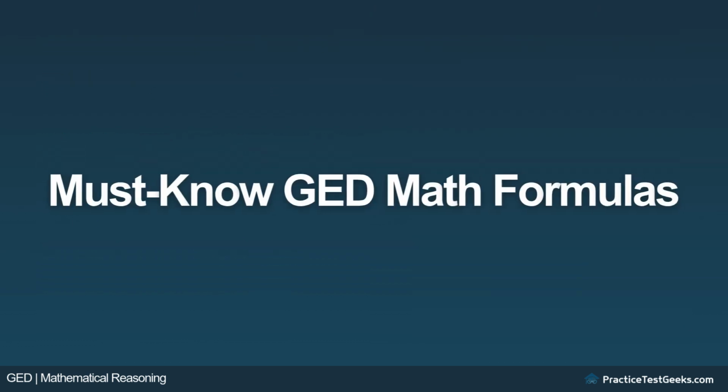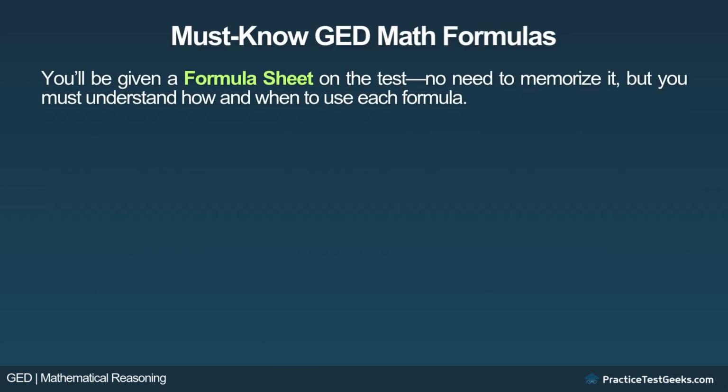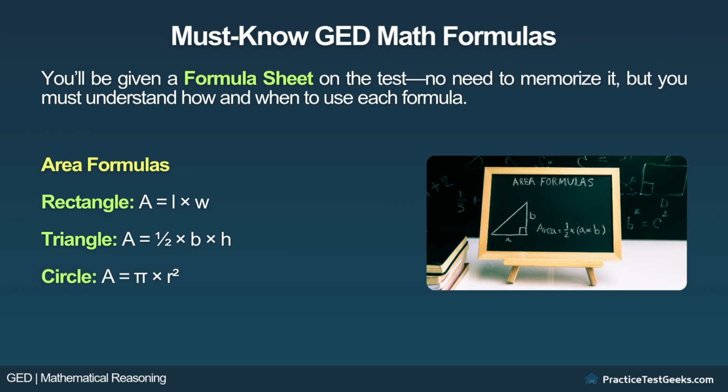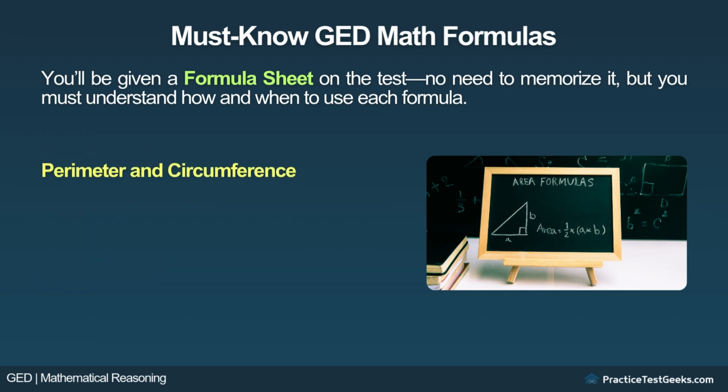Next, let's talk about the must-know GED math formulas. You'll be given a formula sheet on the GED test. You don't have to memorize the formulas, but you must understand how and when to use each one. Area formulas. Rectangle, area equals length multiplied by width. Triangle, area equals 1/2 multiplied by base multiplied by height. Circle, area equals pi multiplied by radius squared. Perimeter and circumference. Rectangle, perimeter.